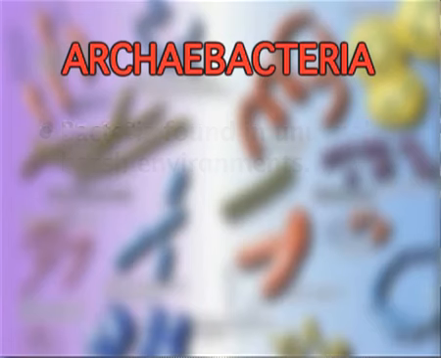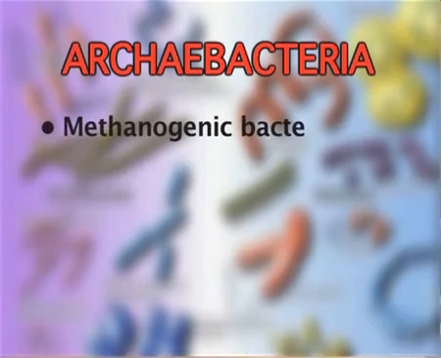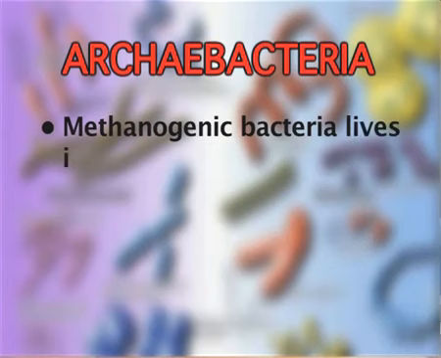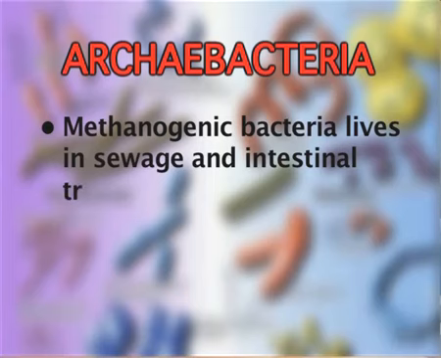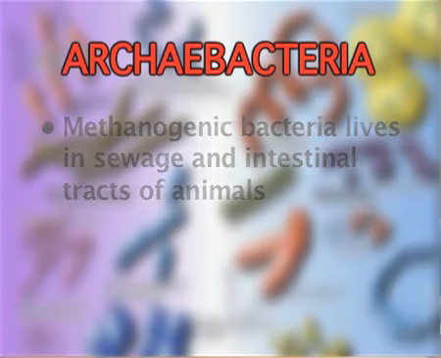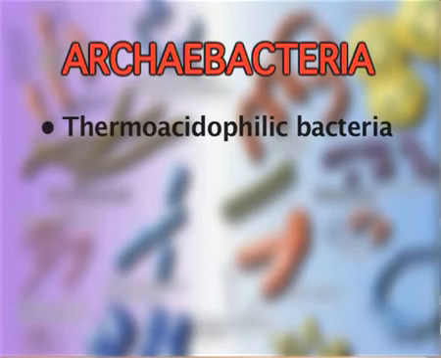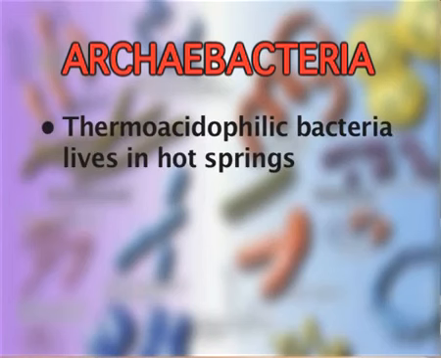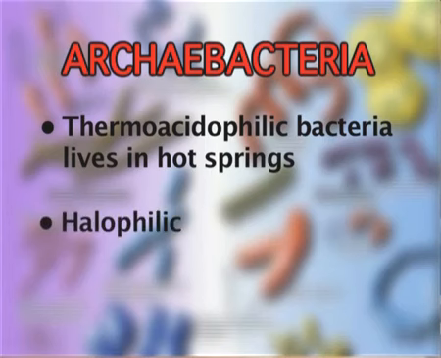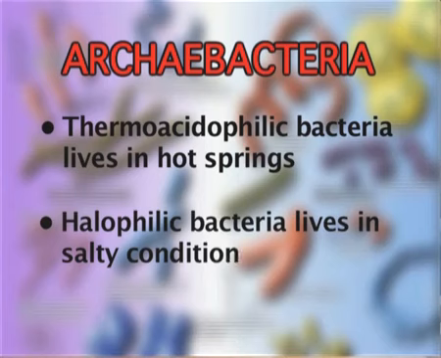For example, methanogenic bacteria live in the sewage. In fact, these are the ones which are used for the sewage treatment. They are also found in the intestinal tract of cows. Thermoacidophilic bacteria live in hot springs. On the contrary, halophilic bacteria live in the salty lakes and rivers. Let us see the various eubacteria.